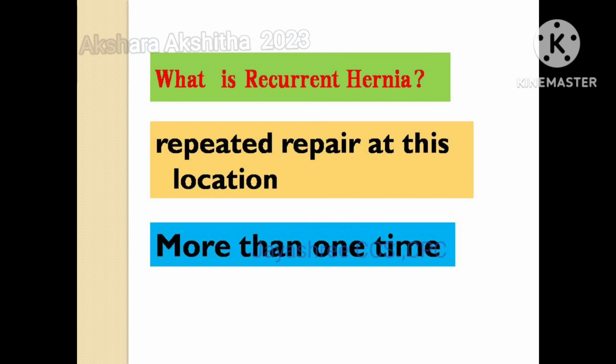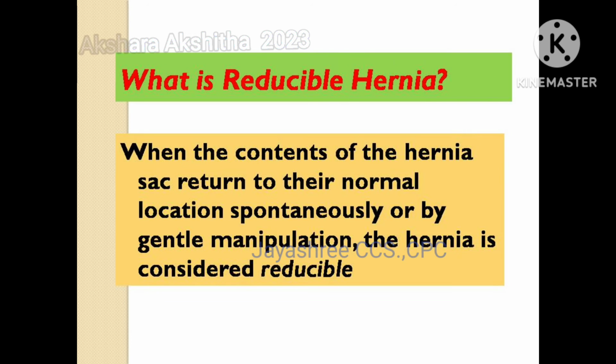Okay, what is a recurrent hernia? Recurrent hernia is a repeated hernia, more than one time, which means it is a recurrent hernia. Next, what is a reducible hernia? Based on reducible or non-reducible, that is incarcerated, we have the code. For each hernia type, whether initial or recurrent, we have two sets, either reducible hernia or incarcerated hernia. So you should know these terms.